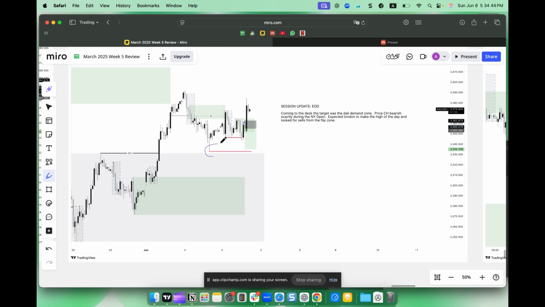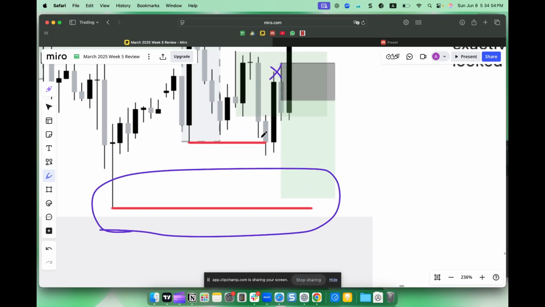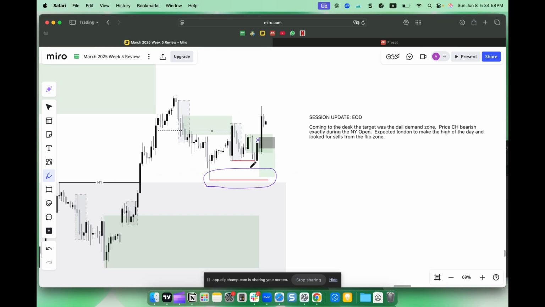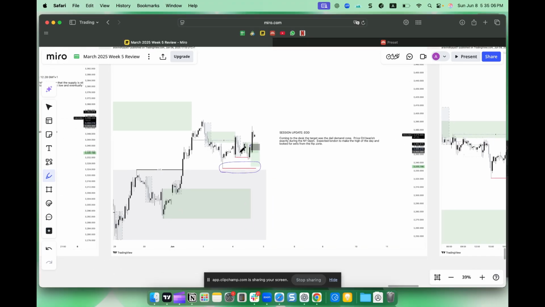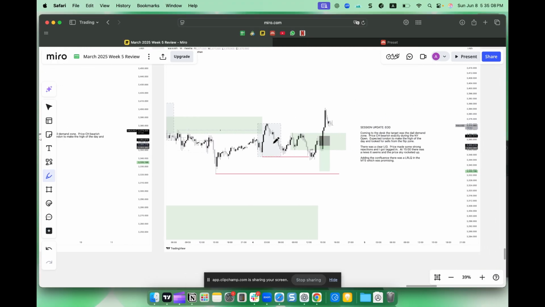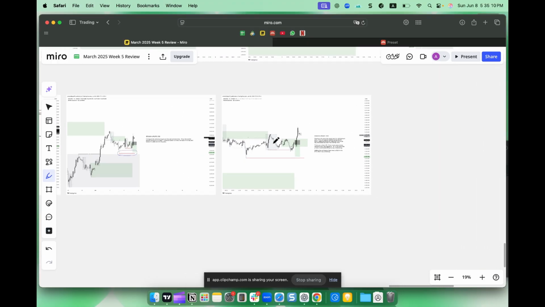The target was clear. I had a clear daily drawn liquidity, and the price was actually chalk bearish. This chalk bearish is more convincing than the chalk bearish that I had with GU, which I missed. So this was much more convincing, but still the entry model did not play out. It is what it is.